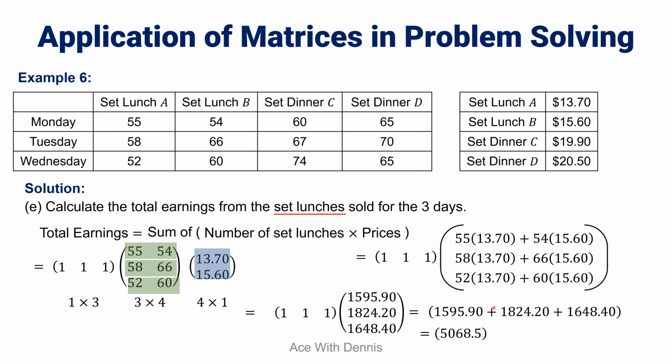So which is 1595.9 plus 1824.2 plus 1648.4, and the answer is $5,068.50. So the total earnings from the set lunches sold for the 3 days will be these values.